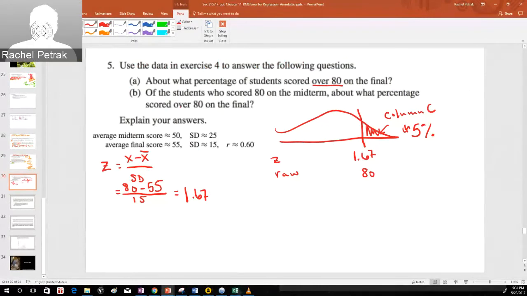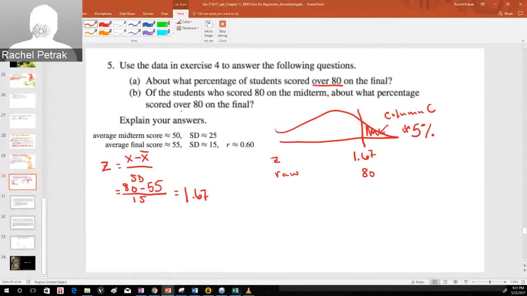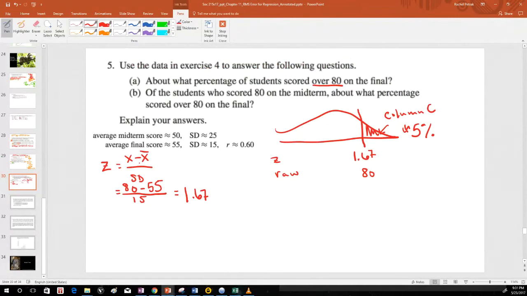Now we need to look next at the students who scored 80 on the midterm, and then find the percentage that scored over 80 on the final. So we can again get our new average and new standard deviation per our previous example.